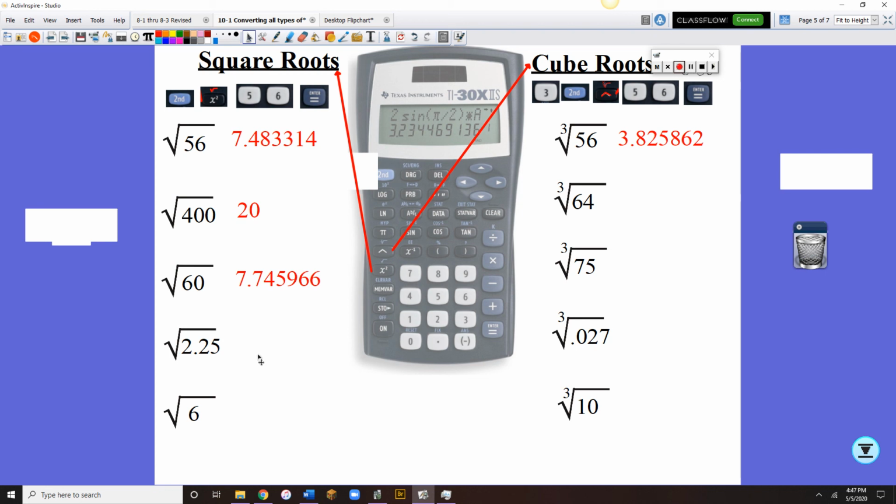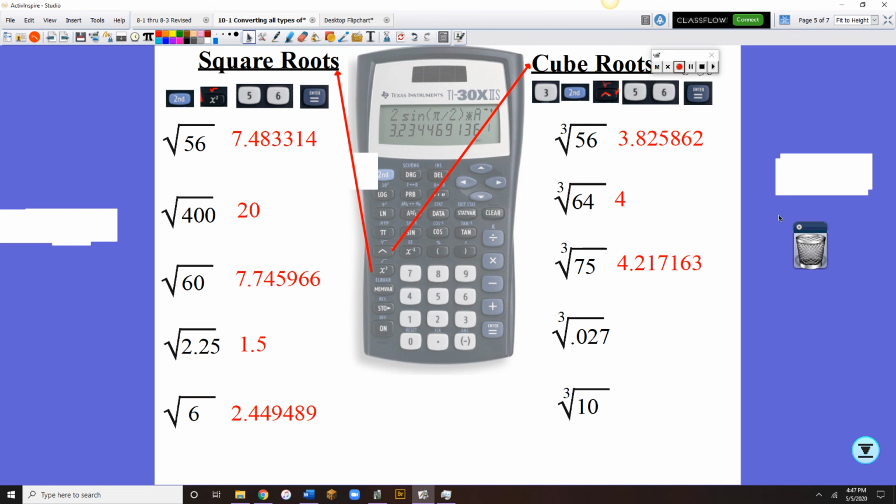The square root of 2.25, it looks like it would probably come out as a decimal because it already is a decimal, but actually it doesn't. It comes out 1.5. So until you plug a square root into the calculator, you really don't know how it's going to come out. Square root of 6, that's another ugly one. Cube root of 64 is just 4, because if I take 3 4s and multiply them all together, I get 64.